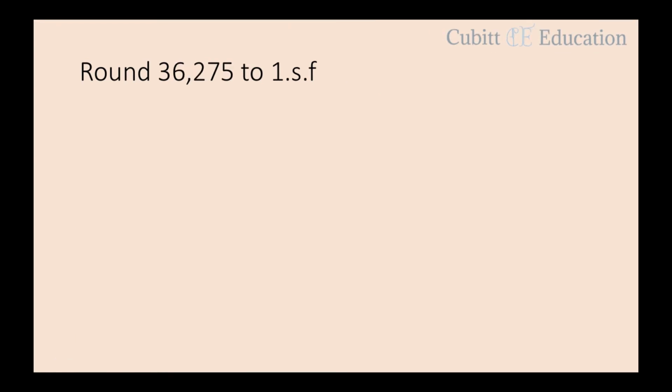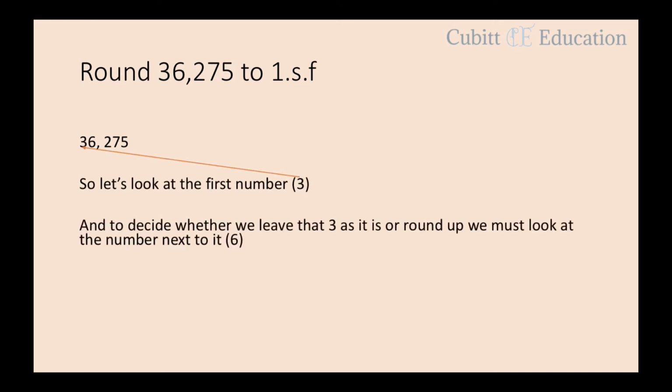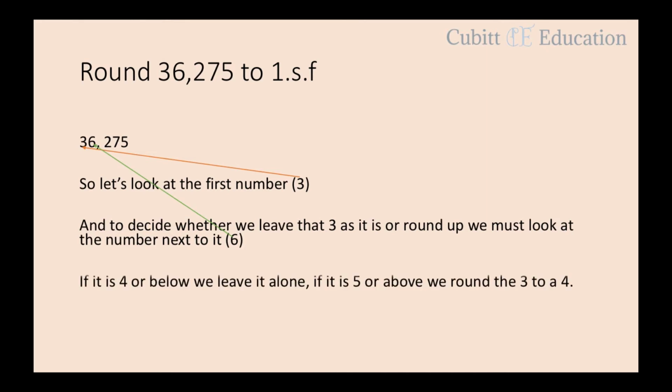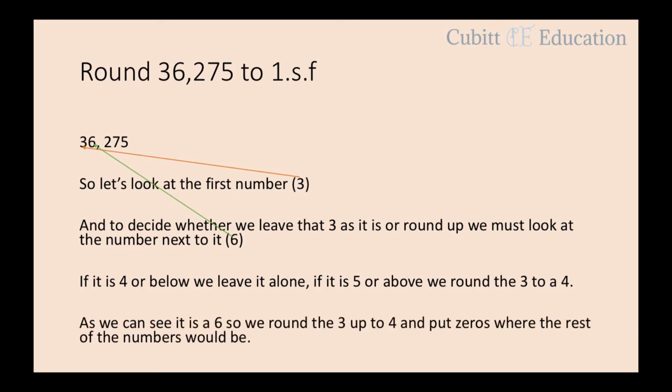Let's try this example. Let's look at the first number. It's a 3. To decide whether we leave that 3 as it is or round up, we must look at the number next to it, which is a 6. Don't forget, if it's 4 or below, it stays the same, and if it's 5 or above, it changes to a 4. As we can see, it's a 6, so we need to round the 3 up to a 4 and put zeros where the rest of the numbers would be.